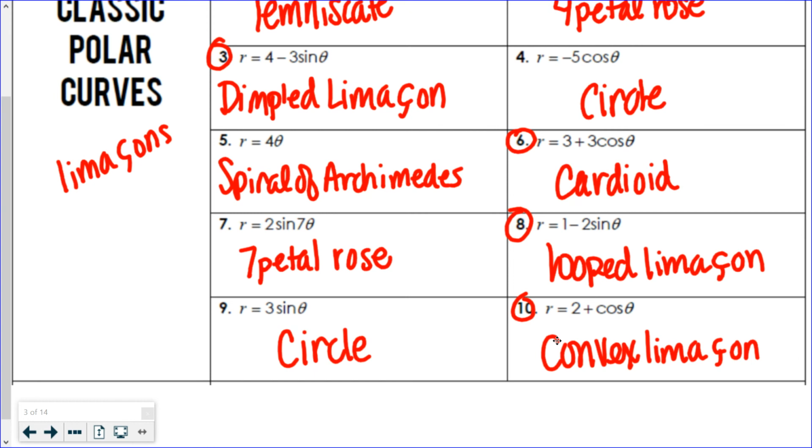All right, so that's identifying and classifying polar curves. In the next video, I'll start doing some graphs.